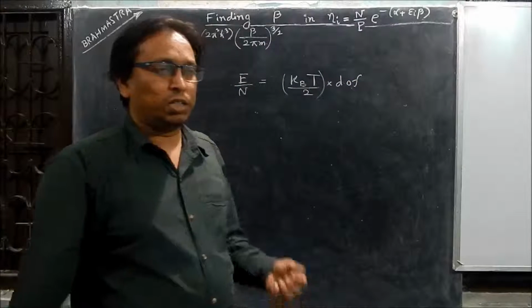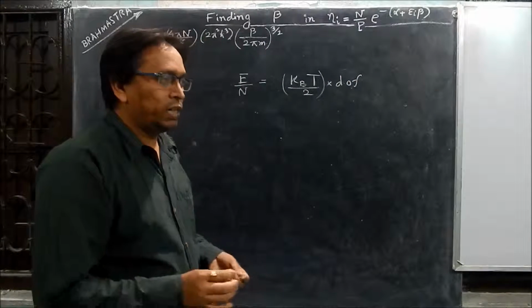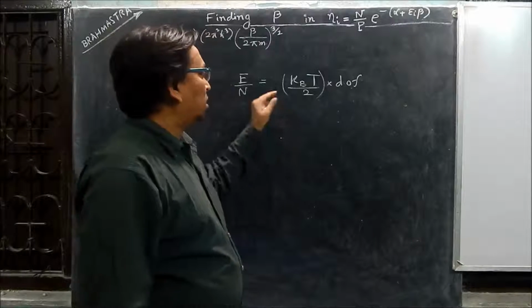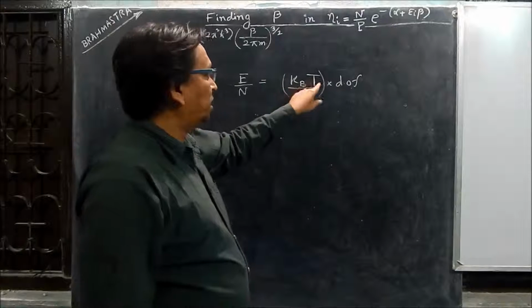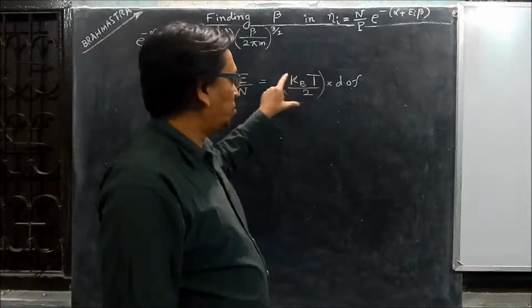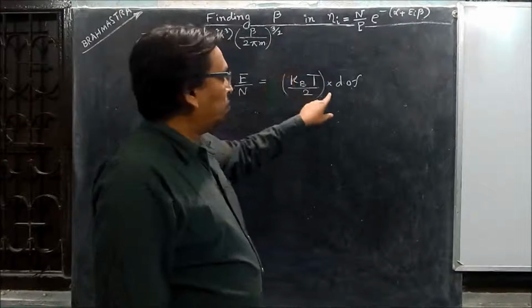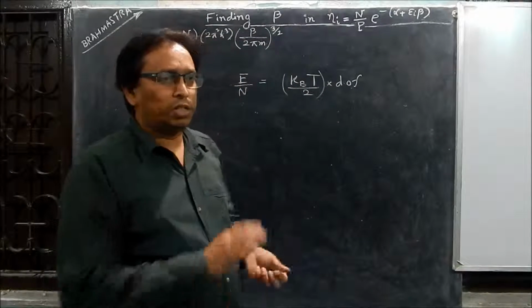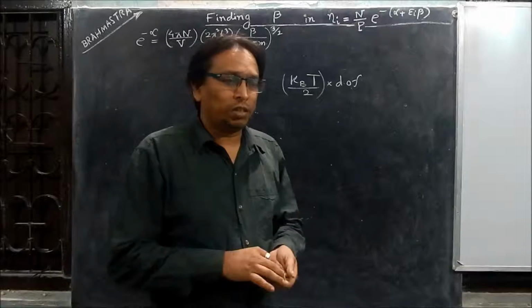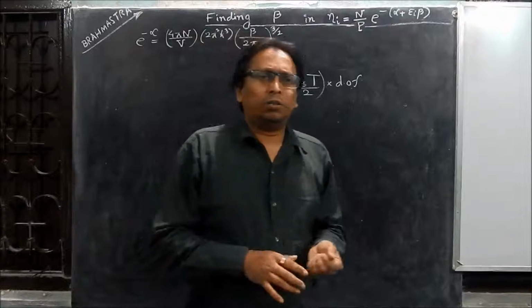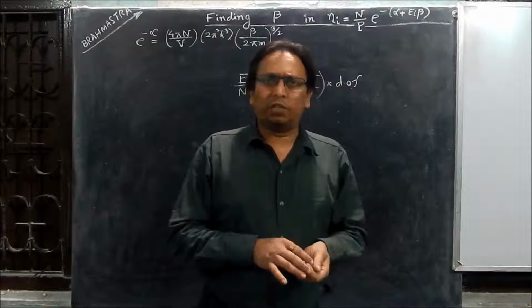According to classical physics, he said that every moving particle is associated with this much energy, kBT by 2, where kB is the Boltzmann constant and T is the temperature in Kelvin, multiplied by the degree of freedom of the particle. Degree of freedom means the direction in which the motion of the particle is possible. So it is justified up to a certain extent.